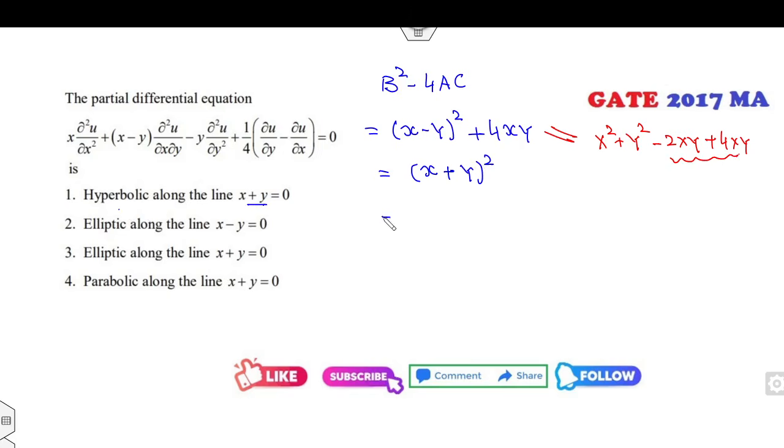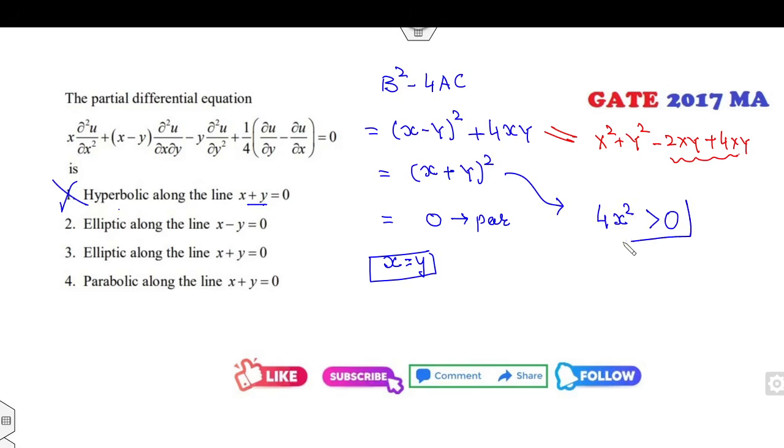Hyperbolic when x plus y is not 0. If x plus y is 0, it will be 0, that means parabolic. But it's hyperbolic cancel. When x minus y is equal to 0, that means x is equal to y. When x is equal to y, this value becomes my 4x square, which is always greater than 0. And that means is it elliptical?